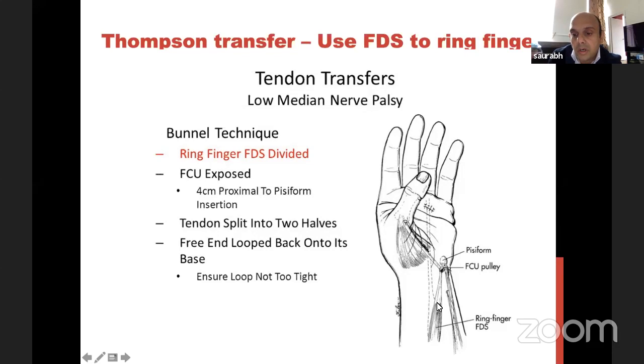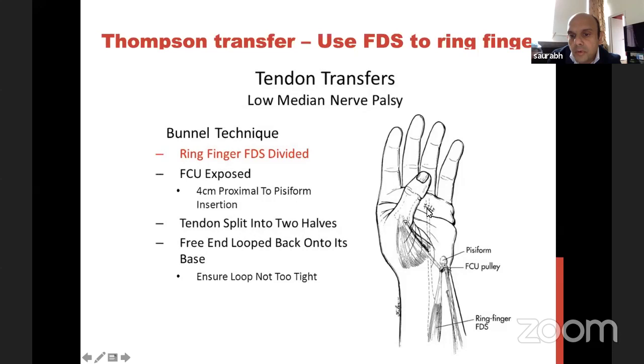So that's your ring finger FDS. You take it off just before it divides into the chiasma. Now, in the next lecture on pronator syndrome, I've got lots of my operative slides where I've taken FDS. So I'll show you the incisions and the operative pictures. But for today's lecture, we'll just go through this diagram.